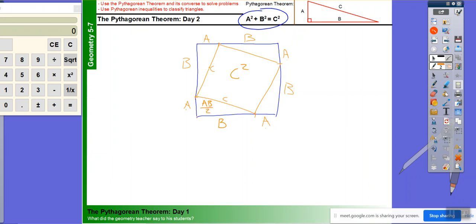Because the area of a triangle is base times height divided by 2. All right, so what is the area of this triangle right here? All of the triangles are AB over 2. Oh, okay, all of them are the same.